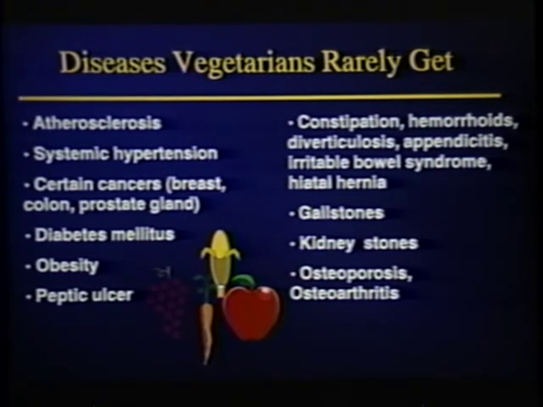Certain cancers, cancer of the breast, most common cancer in women, very uncommon in vegetarians. Cancer of the colon, prostate gland, I saw an article recently, heavy meat eaters have much higher frequency of cancer of the prostate gland than light meat eaters. Diabetes mellitus after age 50 is just extremely uncommon in pure vegetarians. They're not obese, they're not bothered by peptic ulcer, constipation, hemorrhoids, diverticulosis, appendicitis, irritable bowel syndrome, hiatal hernia. Gastroenterologists and general surgeons would be out of business if we were all pure vegetarians. They don't get gallstones, kidney stones, osteoarthritis, ladies, osteoporosis.